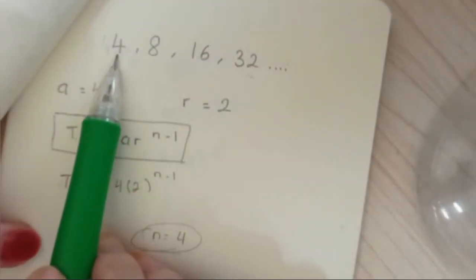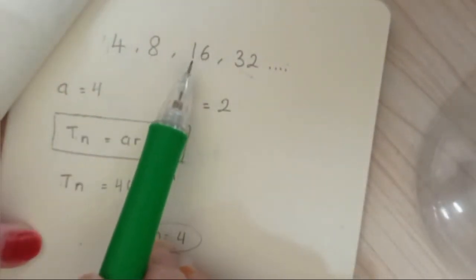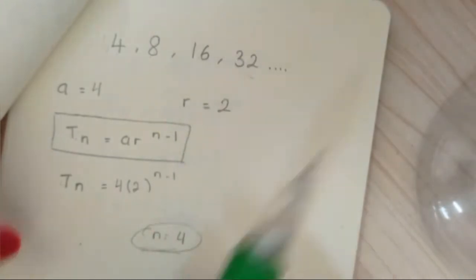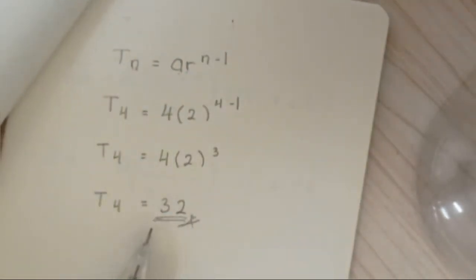We can see here, if you want to know whether the answer is correct or not, this is the first term, the second term, the third term and the fourth term. So the fourth term here is 32, and the same with here, 32. So this is how you find each term.